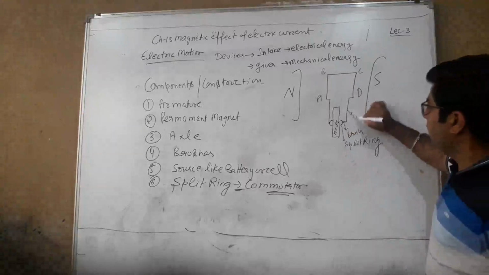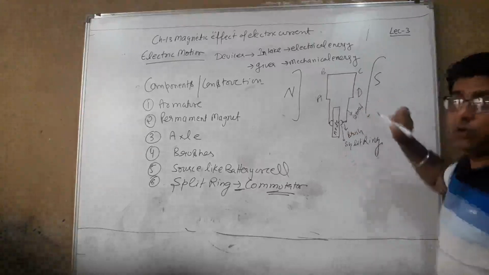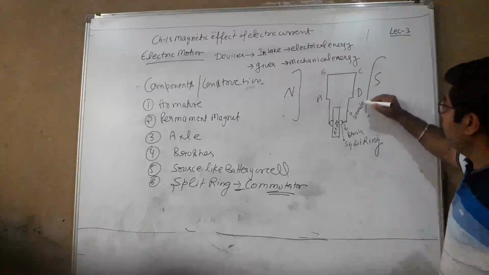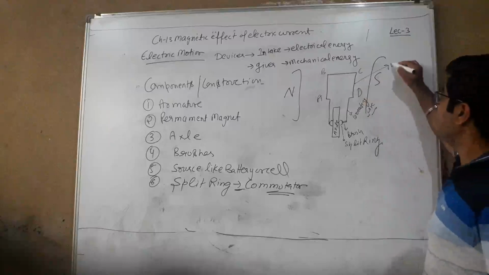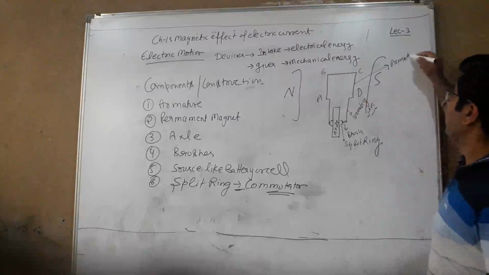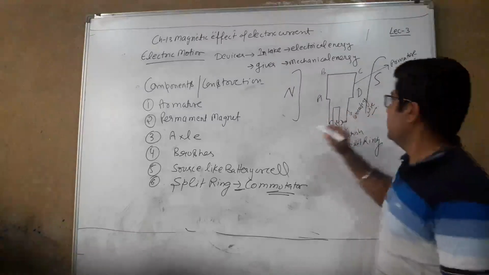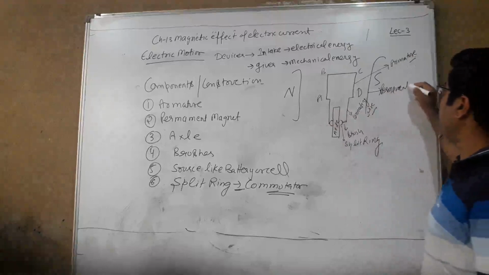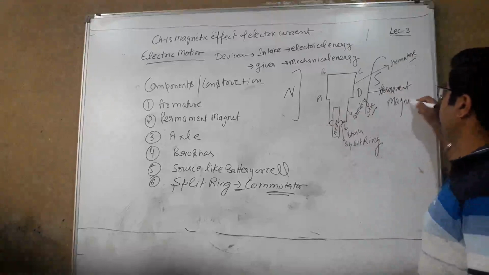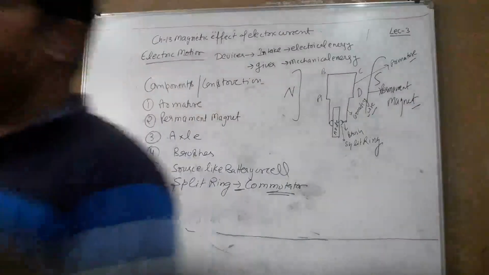And what is this? Connecting wire, because they are used for making connections. And this is our armature, and this is our permanent magnet. Let me check the frame. Everything is visible to you?